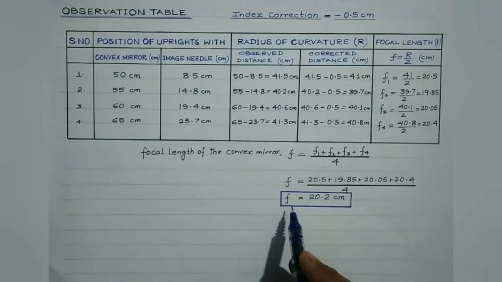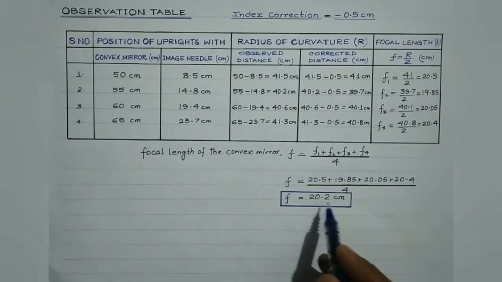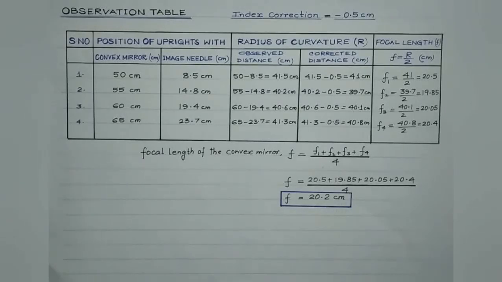So, the focal length of the convex mirror in our experiment is obtained to be 20.2 centimeter. So students, I sincerely hope that I am able to convince you of the concepts involved in this particular experiment, right?